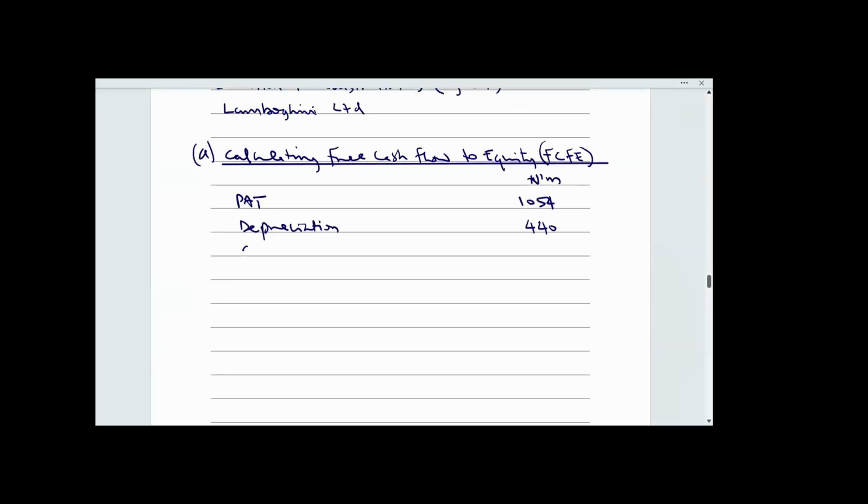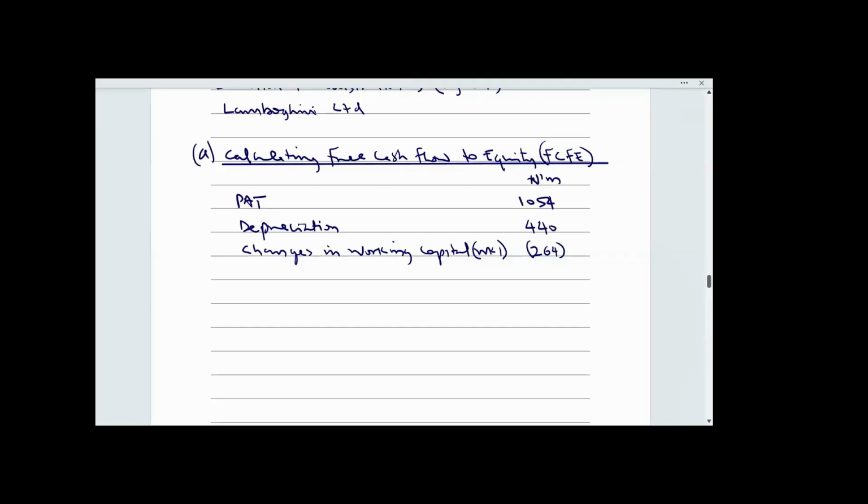So here is changes in working capital. Working number 1, 264 minus. Then after changes, we have a format.